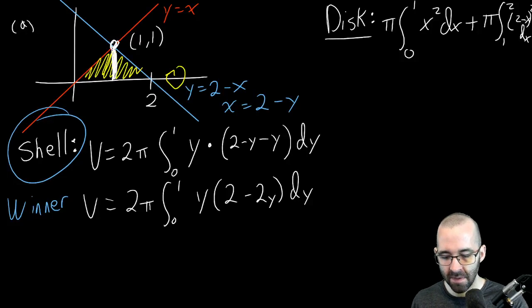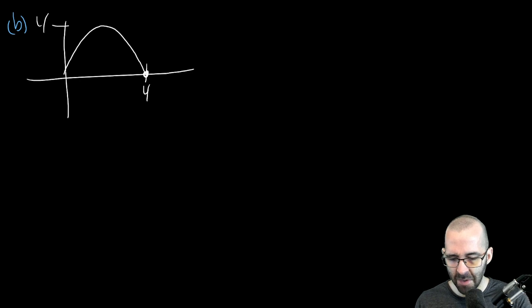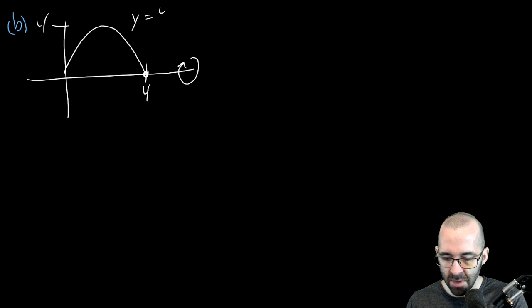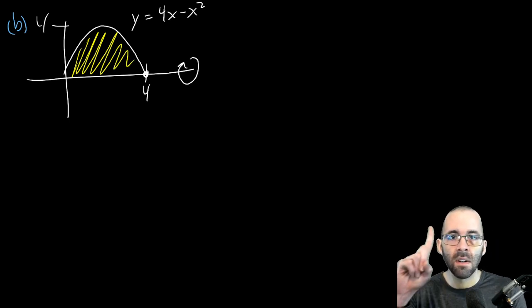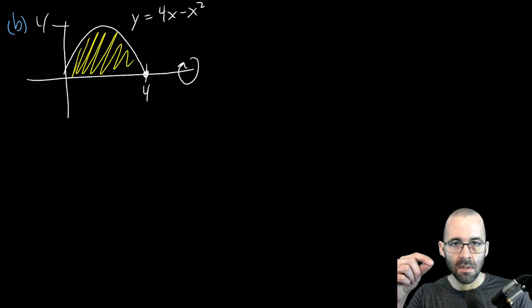Let's do another one. Part B. Let's say we're looking at some sort of parabola, very similar to what we've done before, rotating it about the x-axis again. This is a parabola y equals 4x minus x squared. We'll ask ourselves the same two questions that we did before. Is this easier in terms of one variable or the other? And are we going to have to worry about multiple regions?